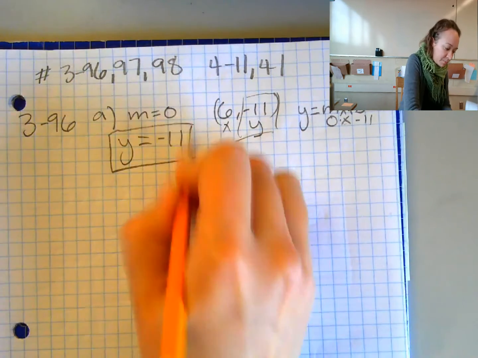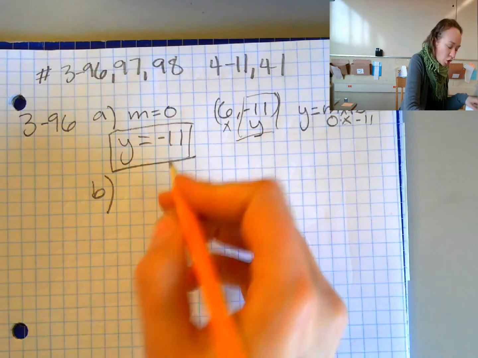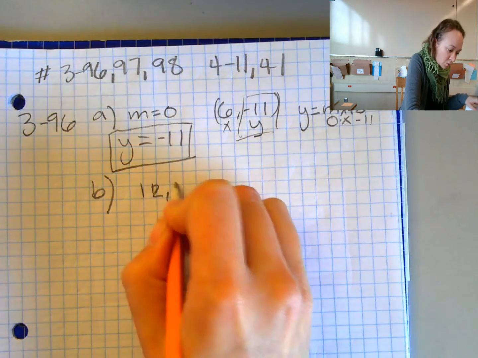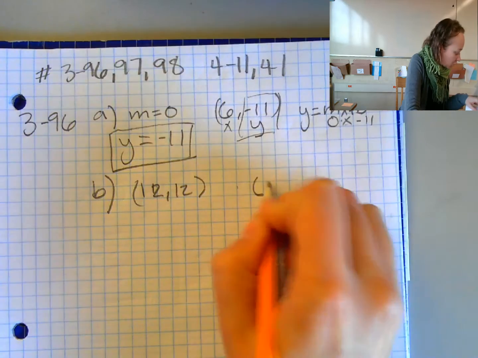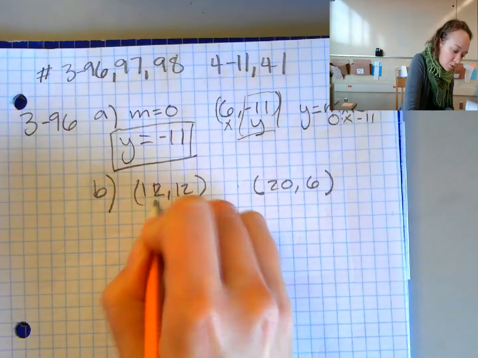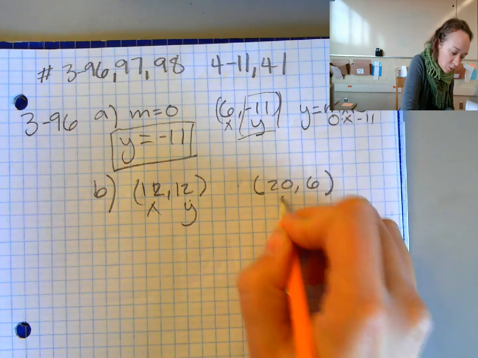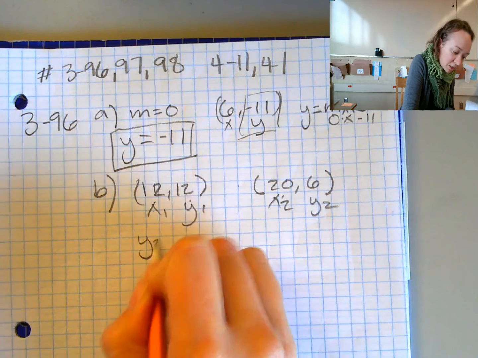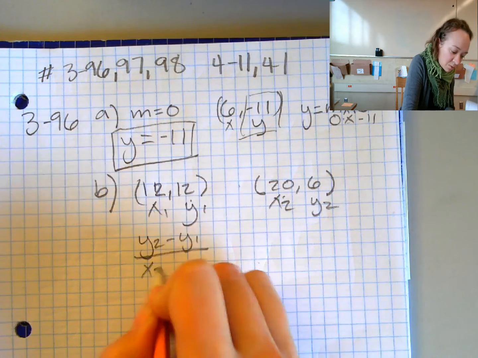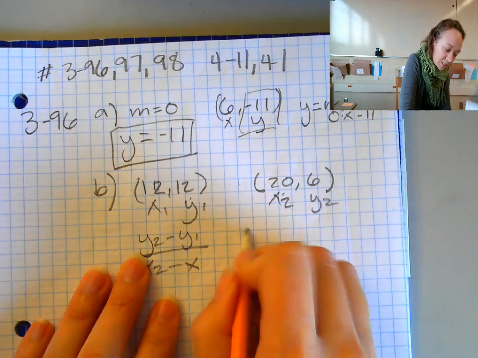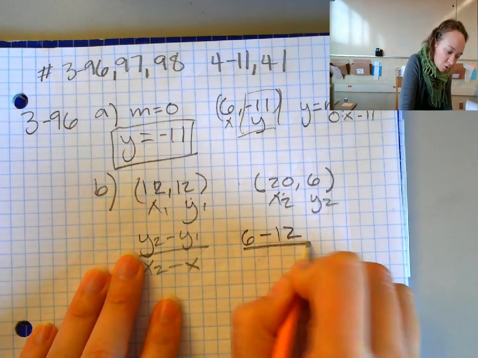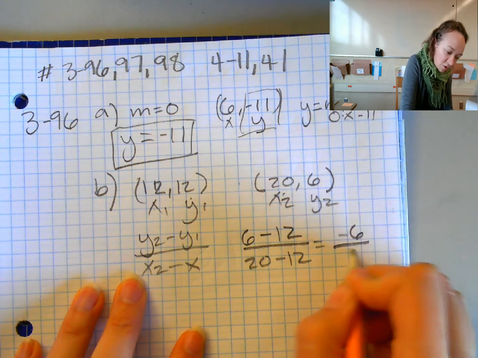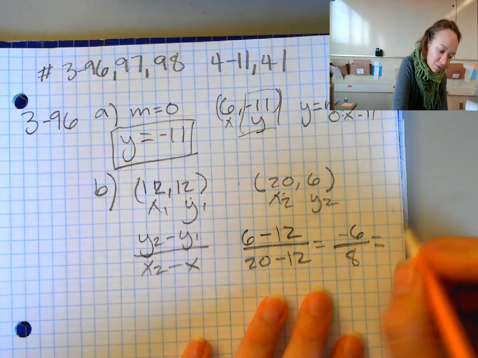On b, here we need to find the slope and the y-intercept to find the equation of the line. So (12, 12) and (20, 6). So 12, 12, that's my x1, y1, and x2, y2. I'm going to use my formula, y2 minus y1 over x2 minus x1. So I'm going to do 6 minus 12 over 20 minus 12 gives me -6 over 8, which is the same as -3/4.